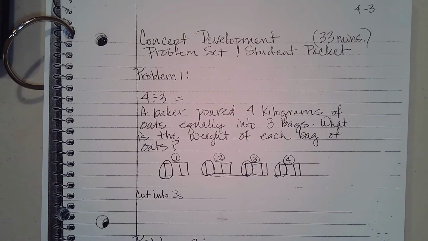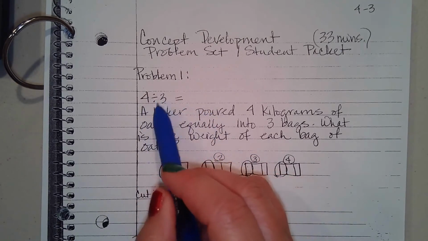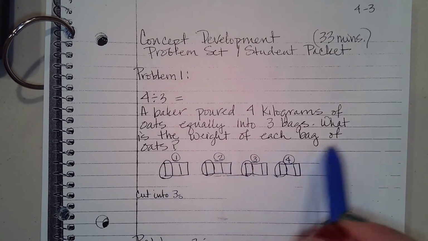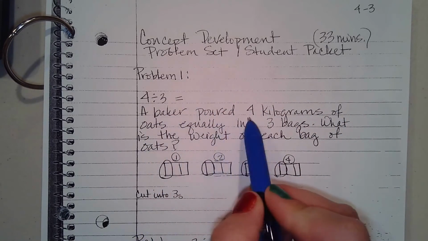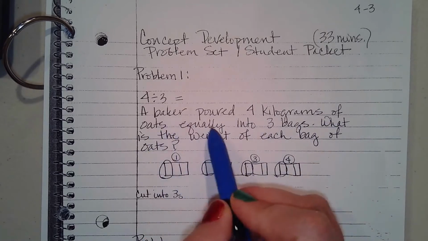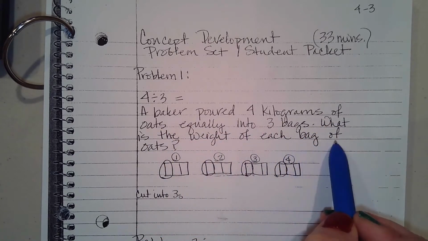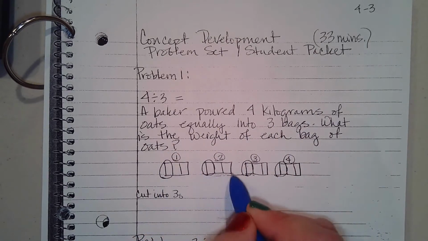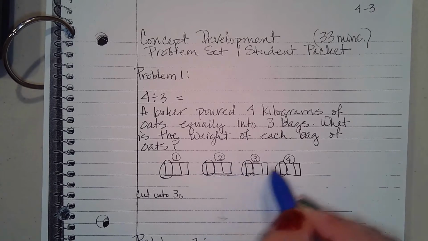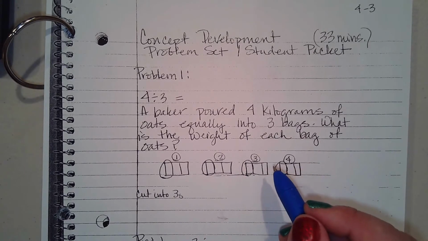So a baker, here's our problem. We're starting with this problem, 4 divided by 3, and then they're giving you a word problem to work off of. A baker poured 4 kilograms of oats equally into 3 bags. What is the weight of each bag of oats? So we have our 4 wholes of oats, and then we're going to divide it equally into thirds.